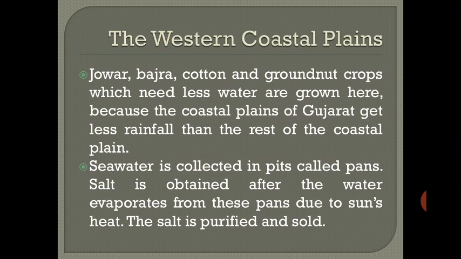And next, the western coastal plains. So we shall learn about western coastal plains. Jowar, bajra, cotton and groundnut crops which need less water are grown here, because the coastal plain of Gujarat gets less rainfall than the rest of the coastal plains. And seawater is collected in pits called pans, and salt is obtained after the water evaporates from these pans due to the sun's heat, and the salt is purified and sold.